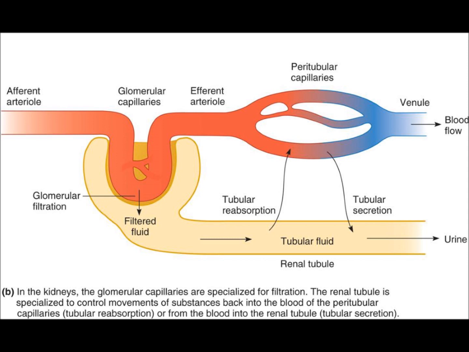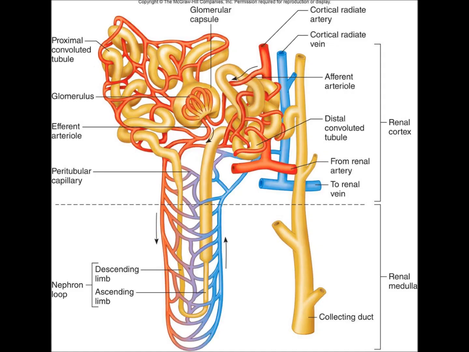Tubular secretion goes from the capillary to the renal tubule by mostly active transport. Things that are secreted include hydrogen ions, potassium ions, penicillin, and histamine. Overall, in the glomerulus, water and dissolved substances are filtered from the blood plasma. The filtrate flows into the renal tubule.